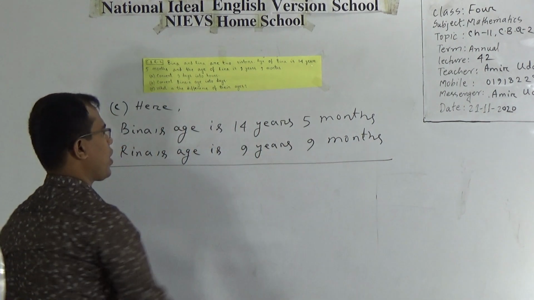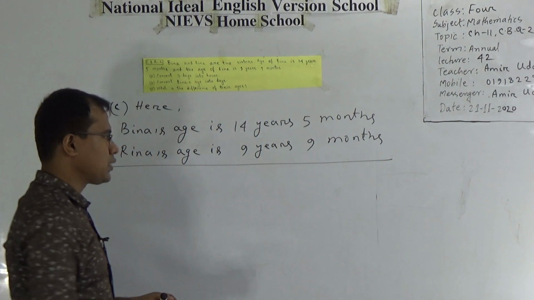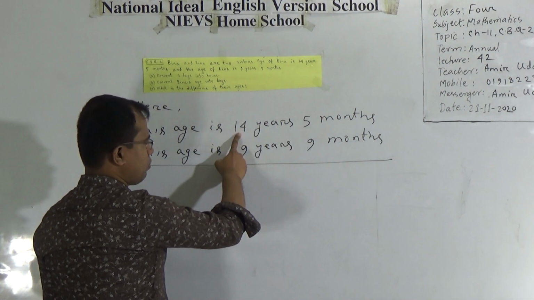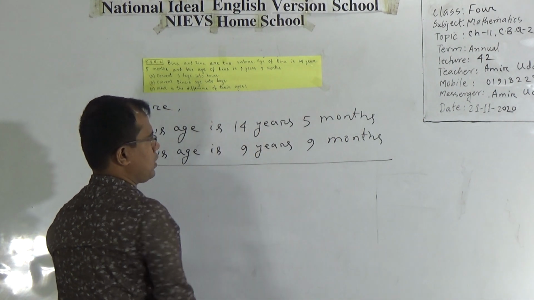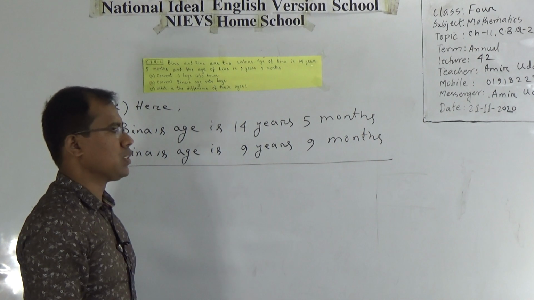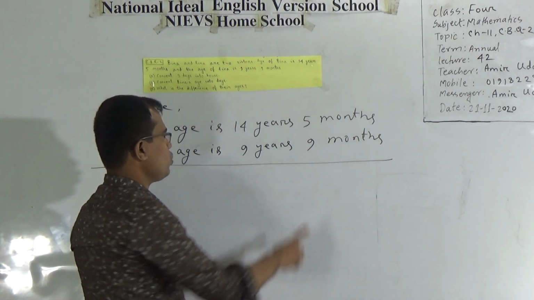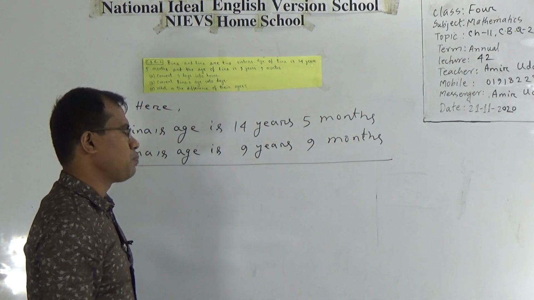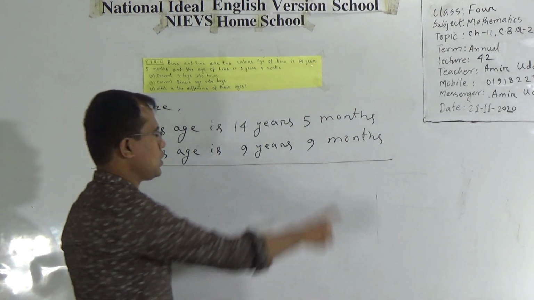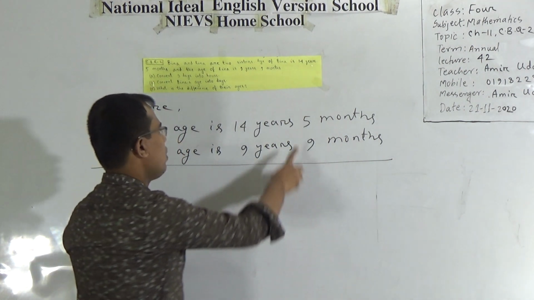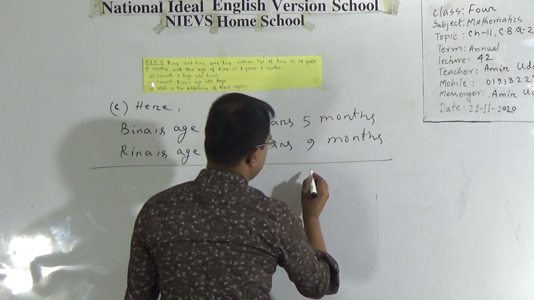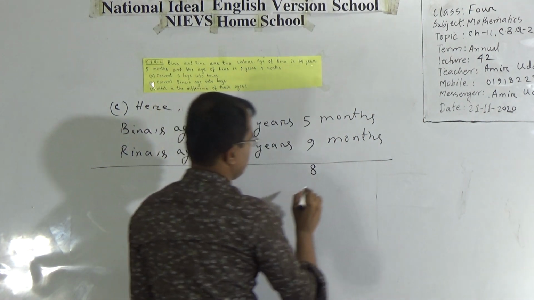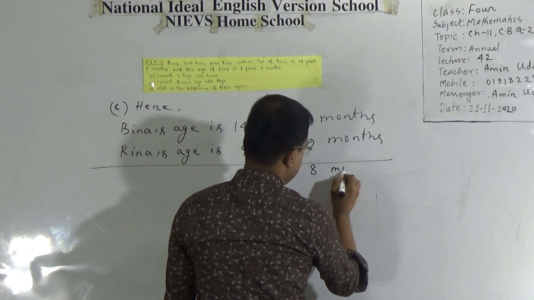At first we have to subtract 9 months from 5 months, but it's not possible because 9 is greater than 5. So we have to take 1 year from this part, and when 1 year will come in this part, it will be converted into months, and we know that 1 year is equal to 12 months. So we have to add 12 months with 5 months. Now 12 plus 5, this is equal to 17. That means we have to consider here 17 exists. Now 17 minus 9 is equal to 8 months.